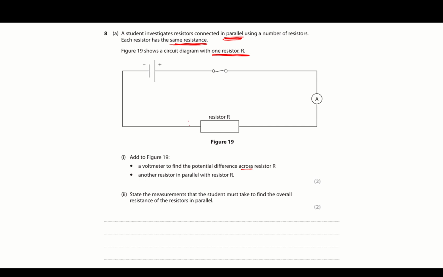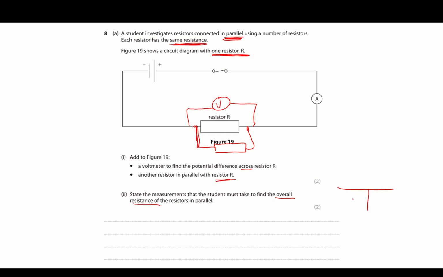So we know we've got to connect that in parallel. There we go, one voltmeter in. And another resistor in parallel with resistor R. Okay, no problem. Job done. Just making sure that I've got it all connected and there's no gaps. Yeah, done. State the measurements that students must take to find the overall resistance.